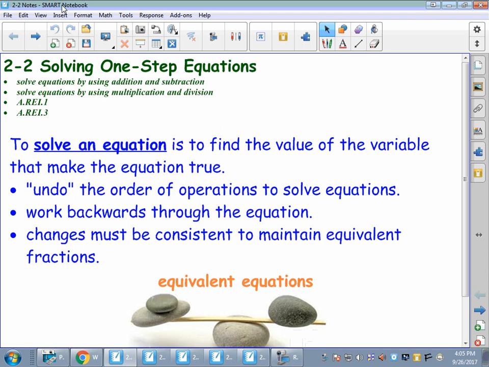So I know you guys know how to solve equations for the most part. So the focus here is going to be on showing extraordinary work, being very neat and organized in our workmanship. To solve an equation is to find the value of the variable that makes the equation true. There could be more than one true value, or there might not be any solutions at all.